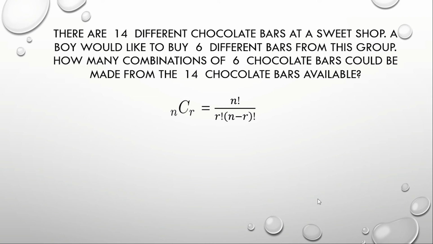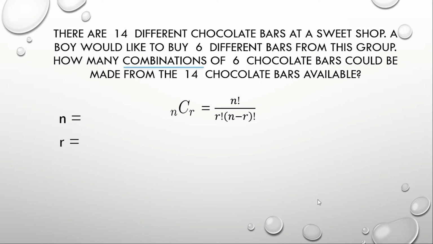There are 40 different chocolate bars at a sweet shop. A boy would like to buy 6 different bars from this group. How many combinations of 6 chocolate bars could be made from the 14 chocolate bars available? So here, class, the combination is the keyword. So let's identify the value of N and R in our problem.